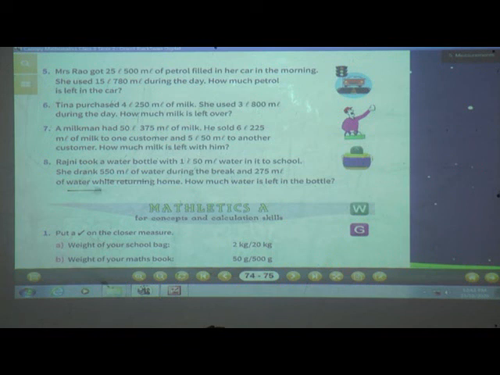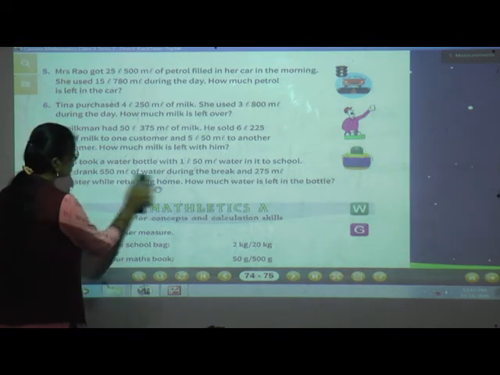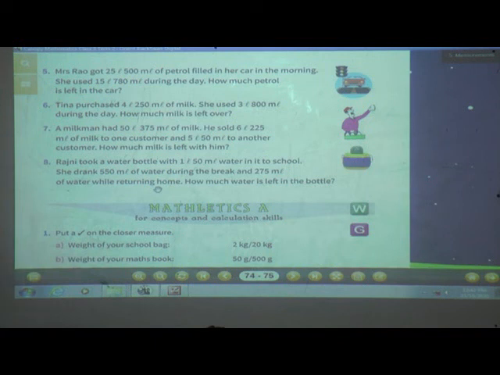Okay, now see this last question. Rajni took a water bottle with 1 liter 50 milliliter water in it to school. She drank 550 milliliter of water during the break and 275 milliliter of water while returning home. How much water is left in the bottle? Again, this 8th question is also like the 7th question. This 7th and 8th both are same.